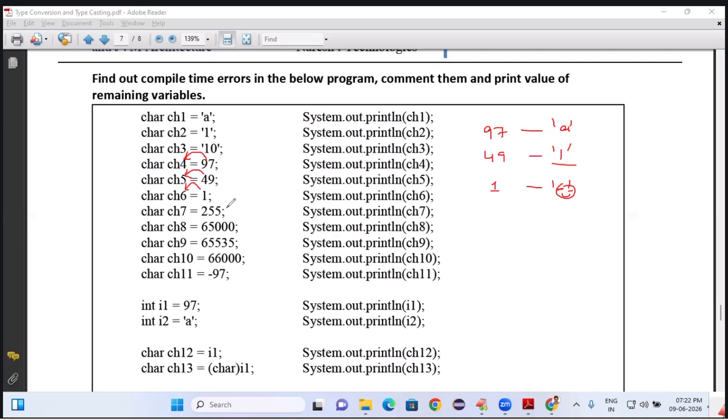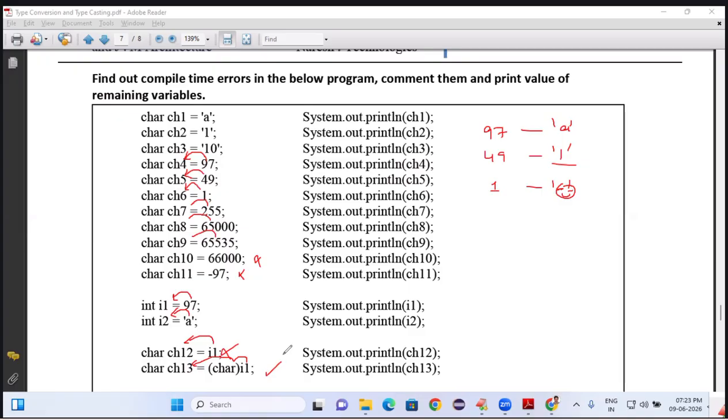Okay, don't confuse. Then tell me, when I say literal 255, how do you pronounce it? 255 character is stored. 65,000 character is stored. 65,535 character is stored. 66,000 is exceeding the range, error. Minus 97 is exceeding the range, error. 97 is stored because the data type is int. Single quote a, number stored. Variable to variable is not allowed, the compiler throws an error. Variable typecasted and stored is allowed.